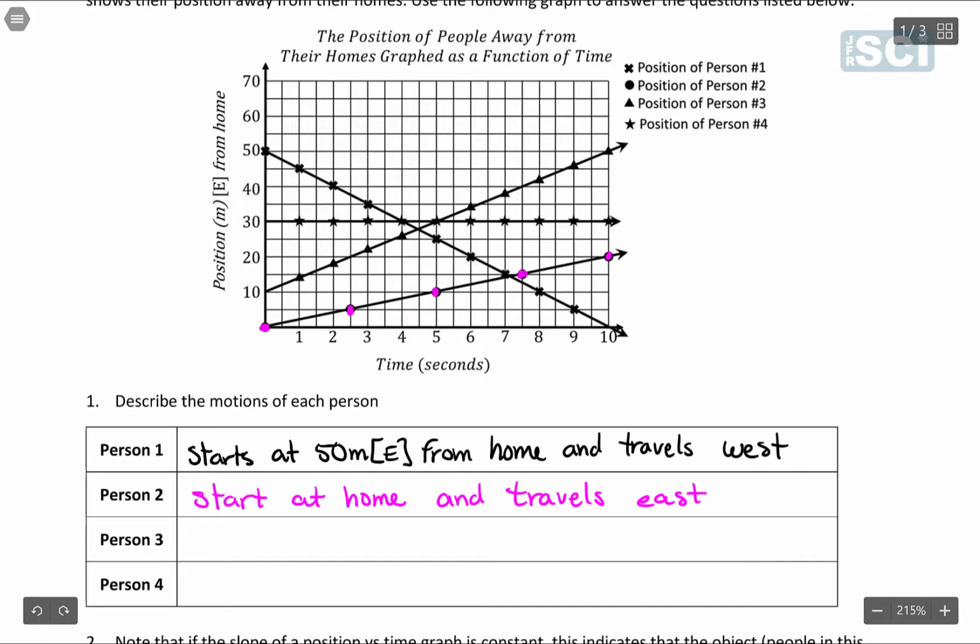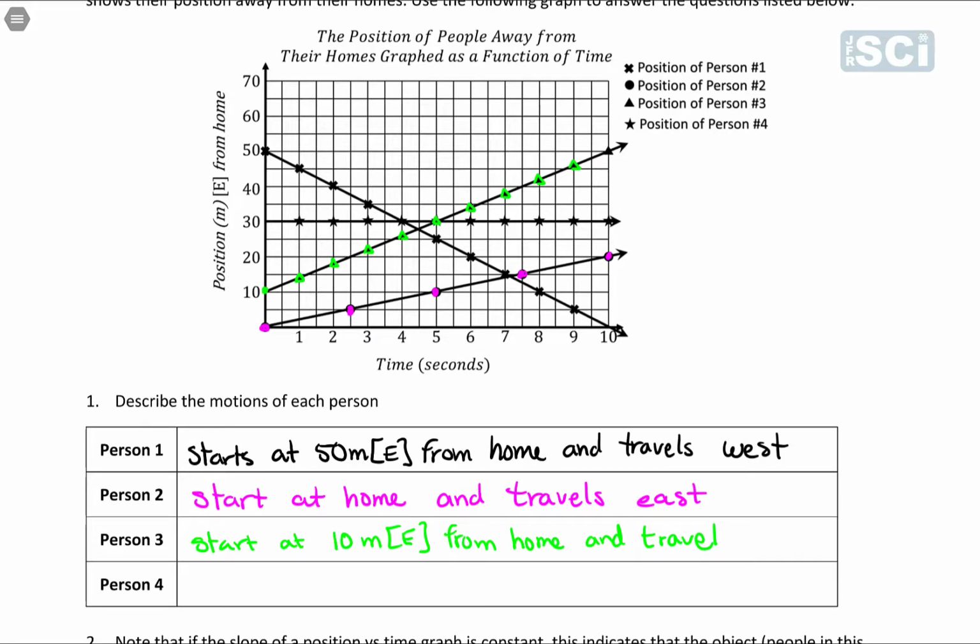All right. So now let's move on to person number 3. And I'll do that person in green here. So green will represent person 3. I'm just going to go all the way along the line. So person 3 is represented in green. They start right here. They start at 10 meters east of home. So start at 10 meters east from home and travel. And again, their values are getting larger, just like person 2's was, which means that they're traveling east as well.